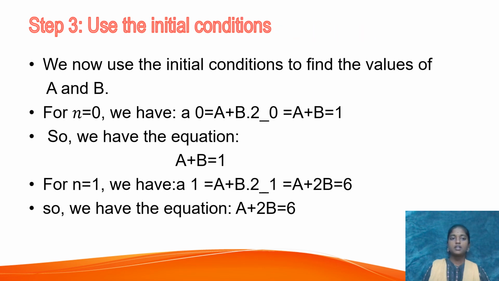Coming to step 3, we use the initial conditions to find the values of a and b. For n = 0, we have a0 = a + b·2^0 = a + b = 1. So we have the equation a + b = 1. For n = 1, we have a1 = a + b·2^1 = a + 2b = 6. So we have the equation a + 2b = 6.